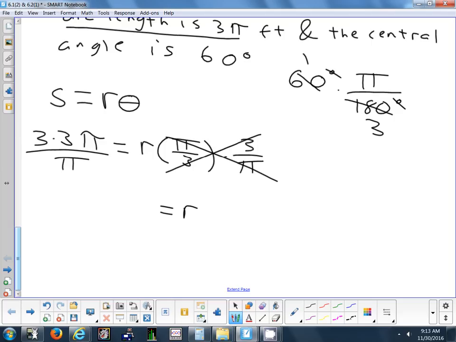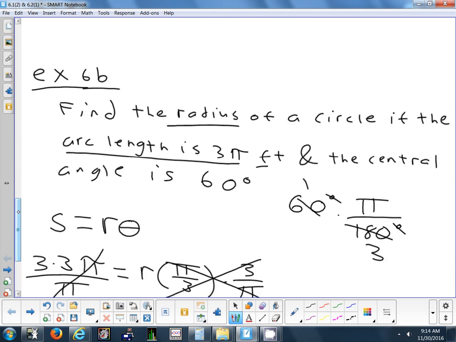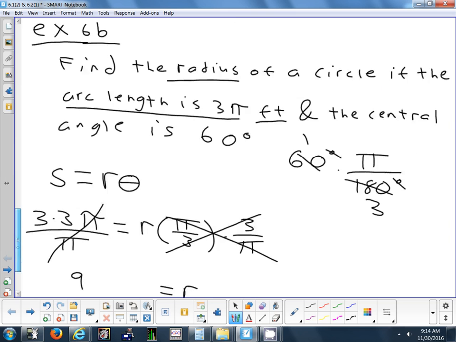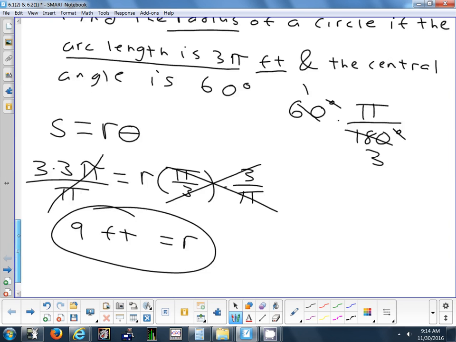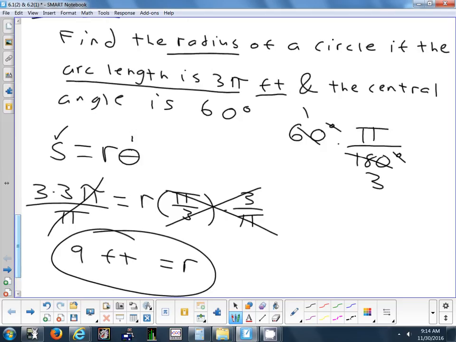And on the other side, what else is gone? Pi's are gone. So what's my radius? 9 feet. Yep. Okay, so that's an example where they give you the s, they give you the theta, and you find the r.